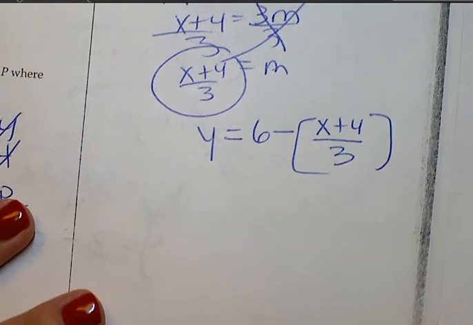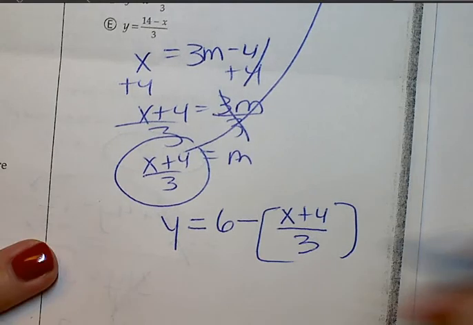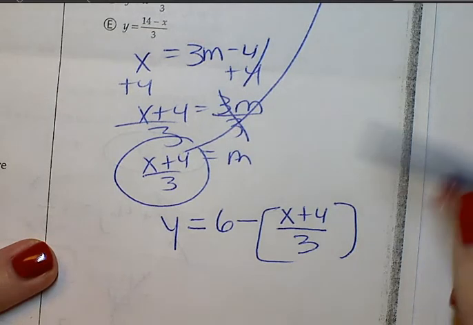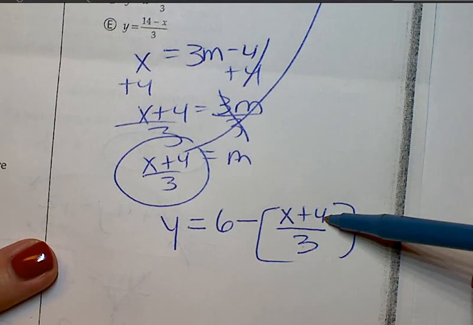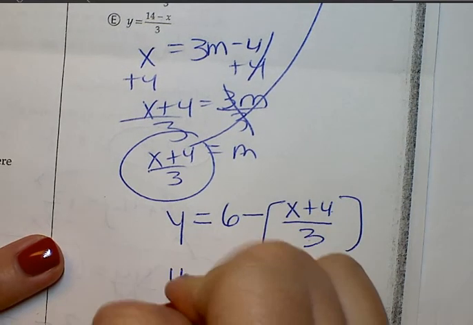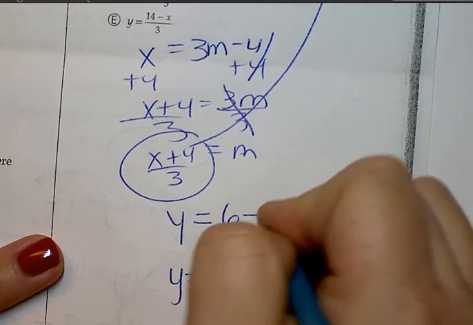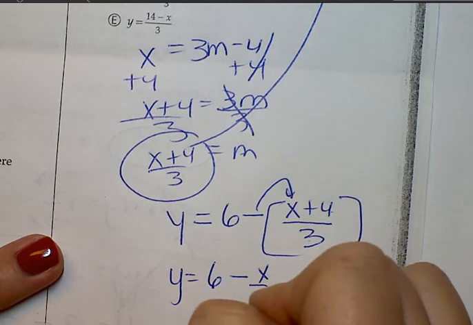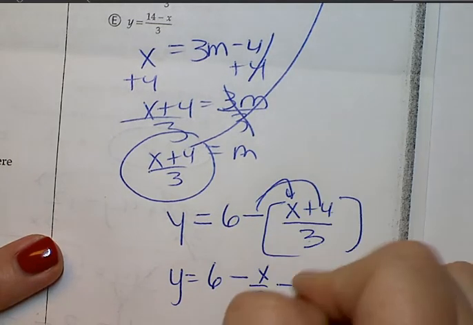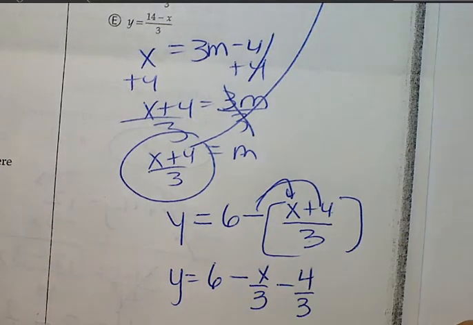We know we need to distribute. Remember that this 3 belongs to both. Keep that in mind. So it's really like this. 6 subtract x over 3 subtract 4 over 3. So when you combine like terms, let's see what these two would give you when you combine.